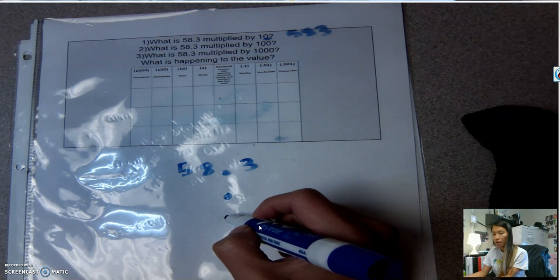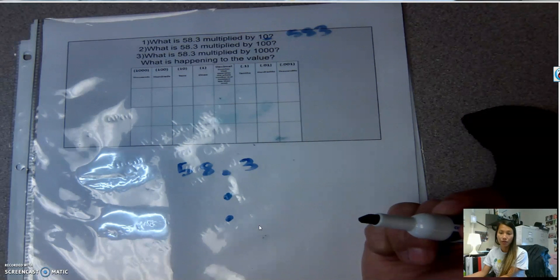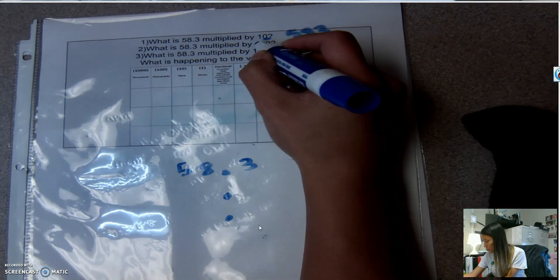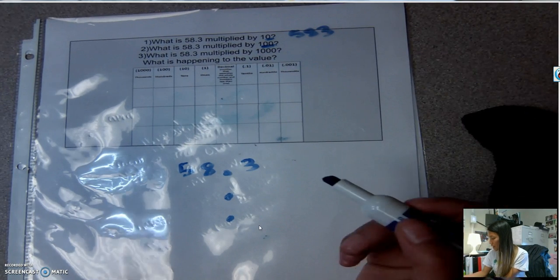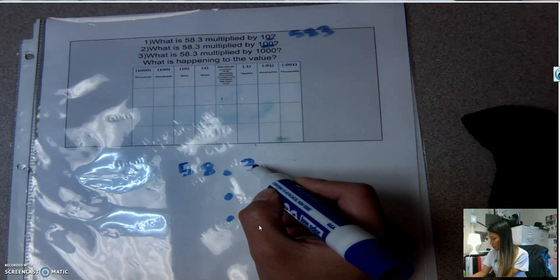Okay? So I know I need to first place 58 and 3/10 on my place value chart. Once I do that, I need to go ahead and place 2 decimals because I know I'm going to shift each place value twice to make it 100 times larger. I can also look at the 2 zeros at the end. It tells me to shift it twice. Okay? So when I do that, I'm now going to shift the 3 in the tenths place value to the 1s, the 8 from the 1s place value to the 10s. Now that 5 is now in the hundreds.